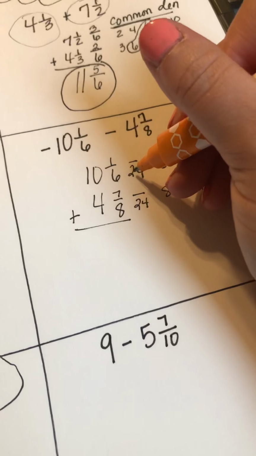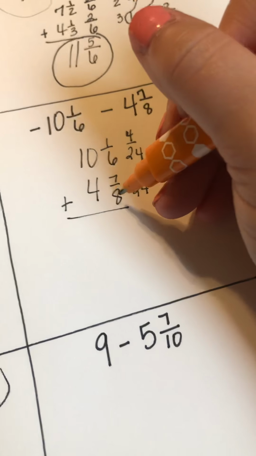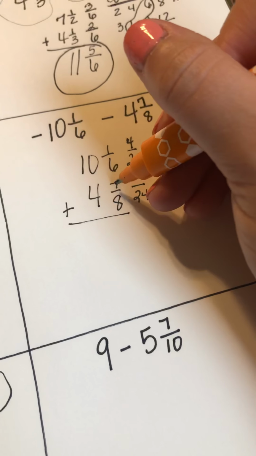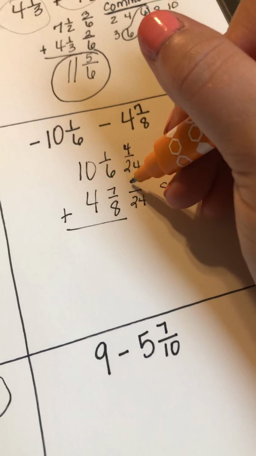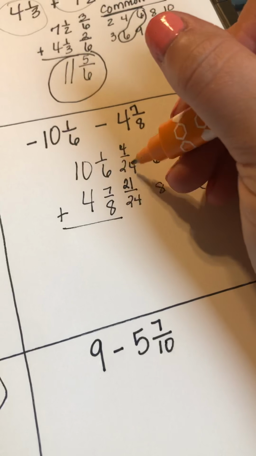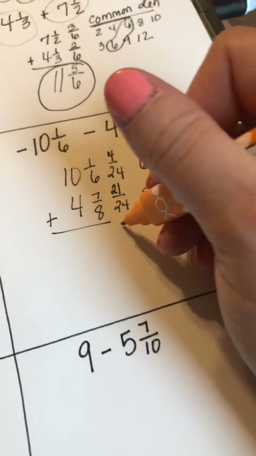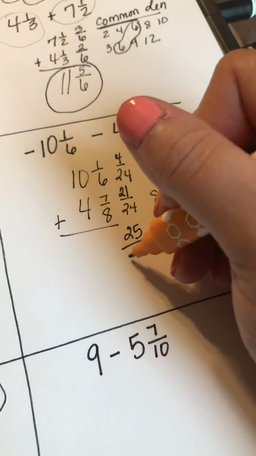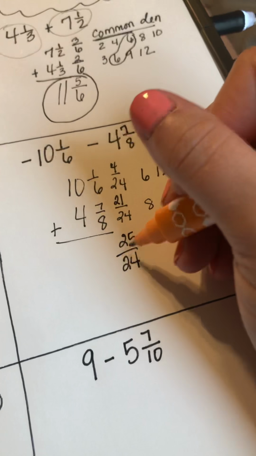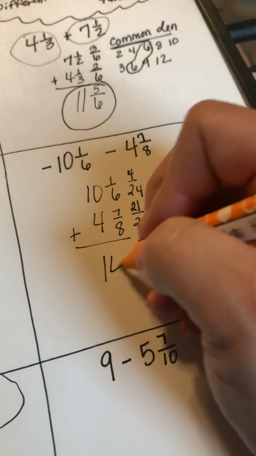Six times 4 makes 24, so 1 times 4 is going to make 4. 8 times 3 makes 24, so 3 times 7 is going to give us 21. Now I can add since I have common denominators. So 4 plus 21 is 25. Keep my common denominator of 24. So that's going to be a problem, but we'll address that in just a second. 10 plus 4 is 14.